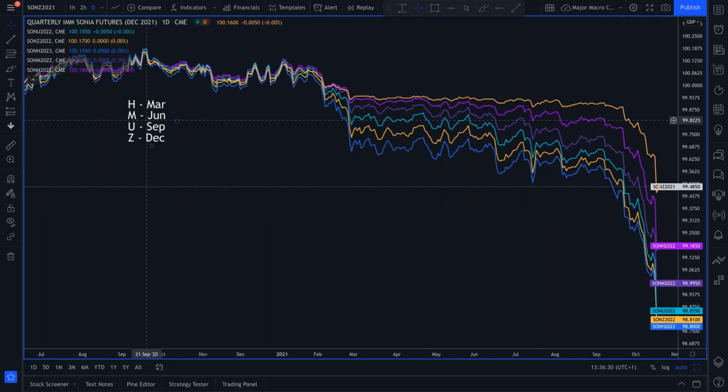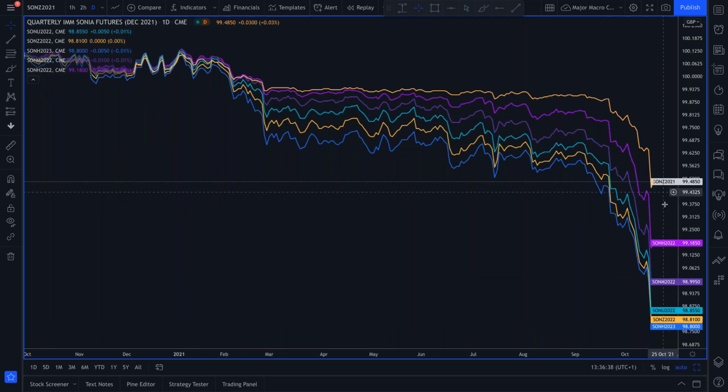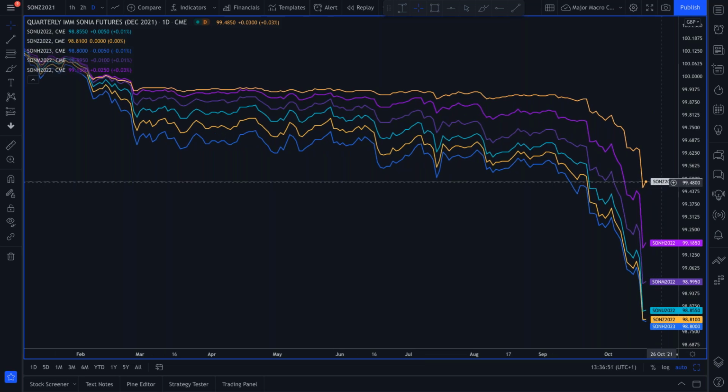So the M contract is June, the U contract is September next year, the Z contract is 2022 next year, this Z contract is the end of 2021. So you can see what this means. The current interest rate of the Bank of England is 0.10%. So SONIA futures are 99.48.